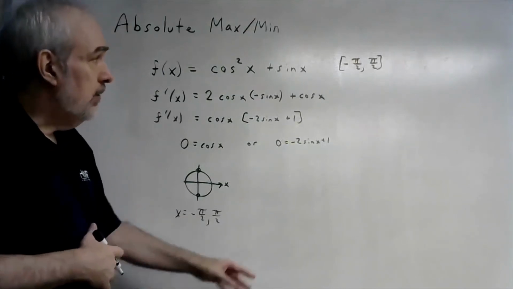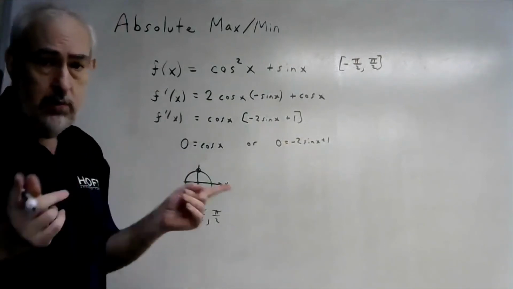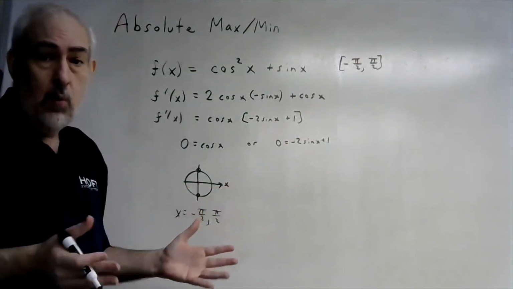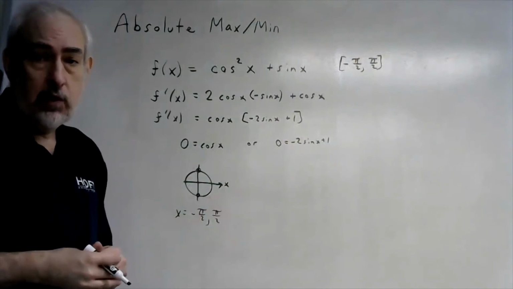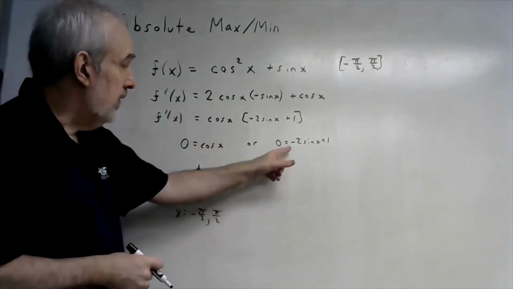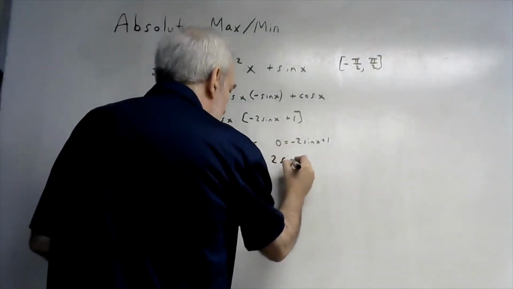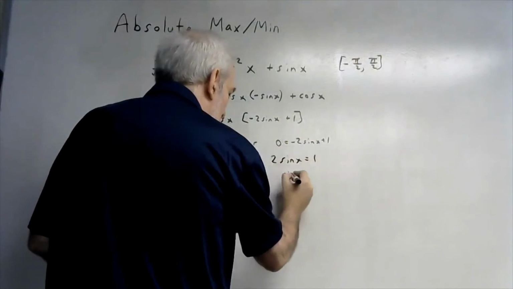But actually, in the region between -pi/2 and +pi/2, these are already your two endpoints. So we haven't succeeded in finding any critical points in between our two endpoints yet. But let's look at the other equation. If we solve for sine of x, we get that sine of x needs to equal 1/2.